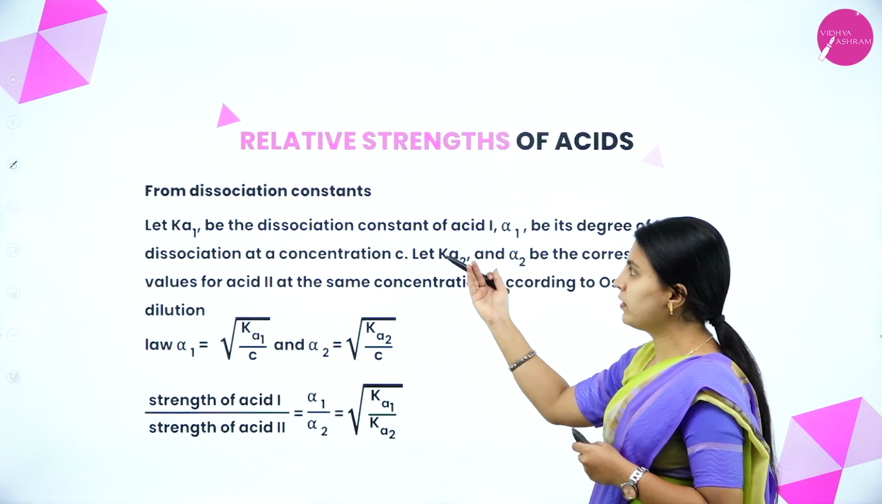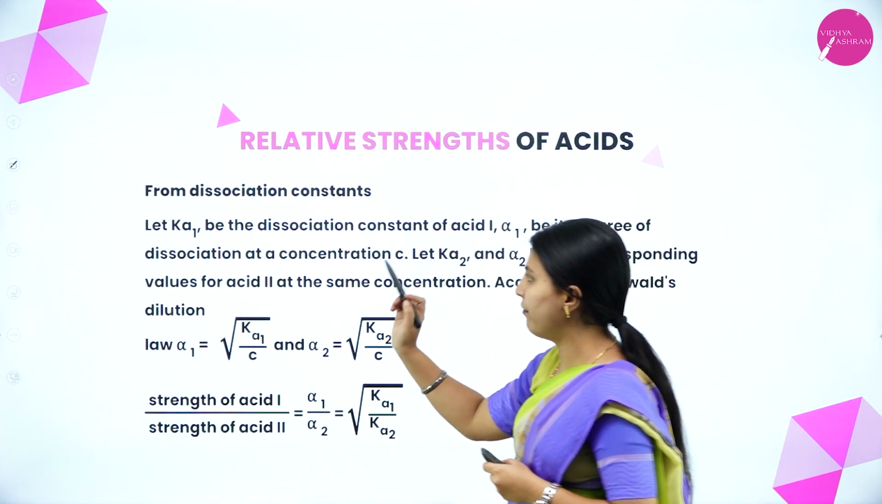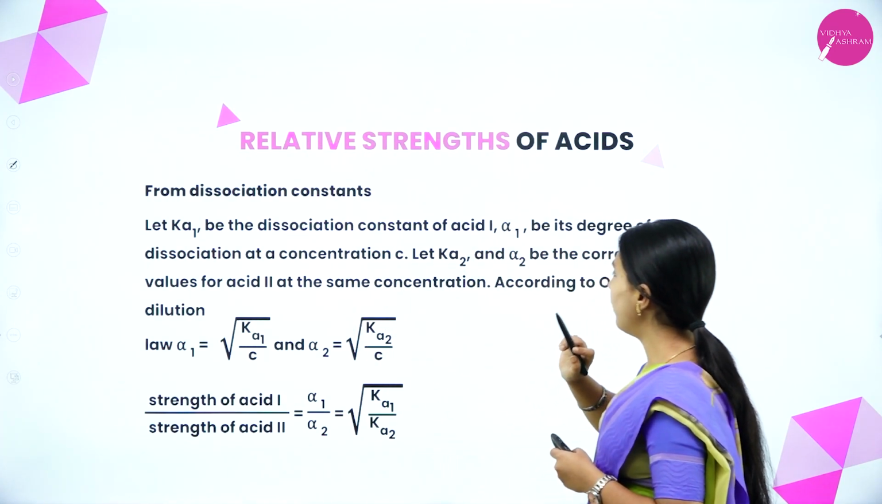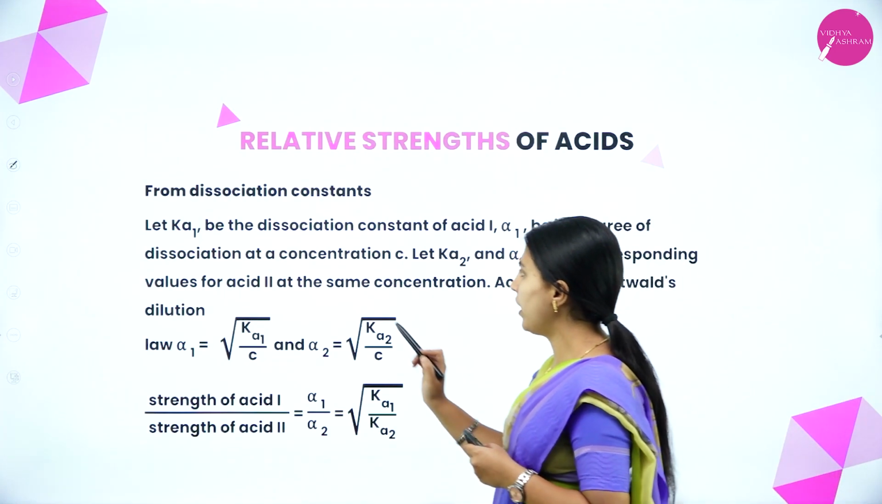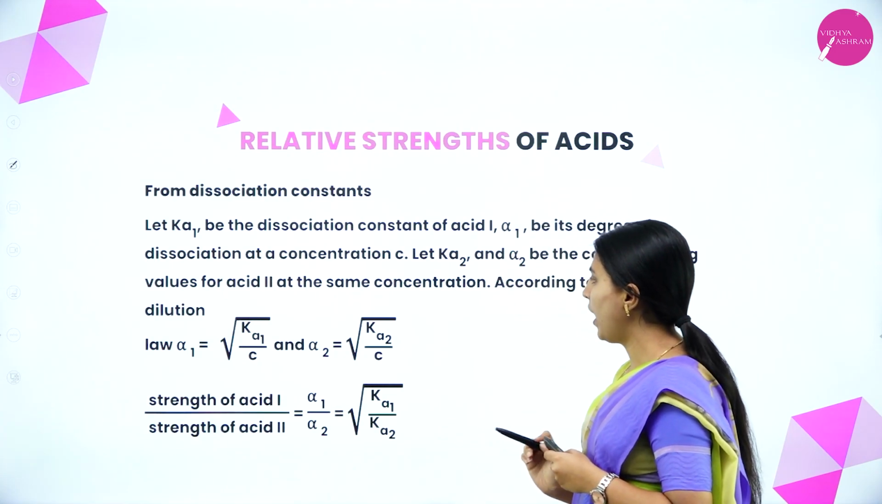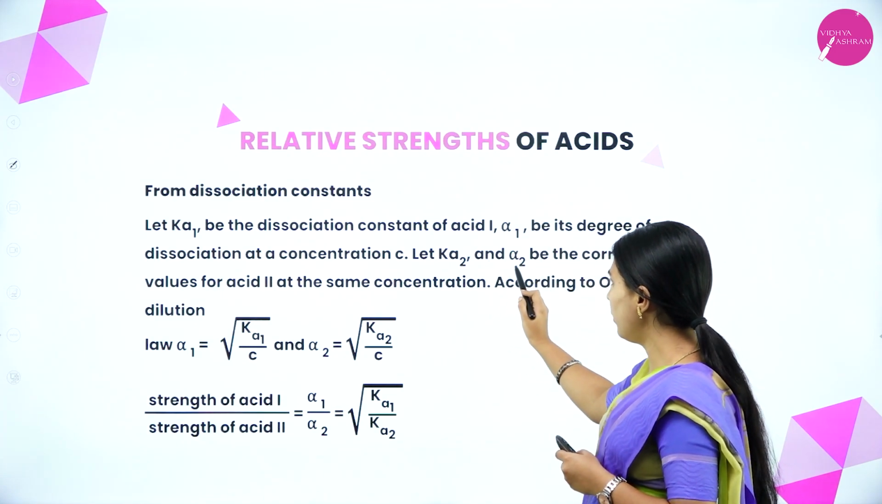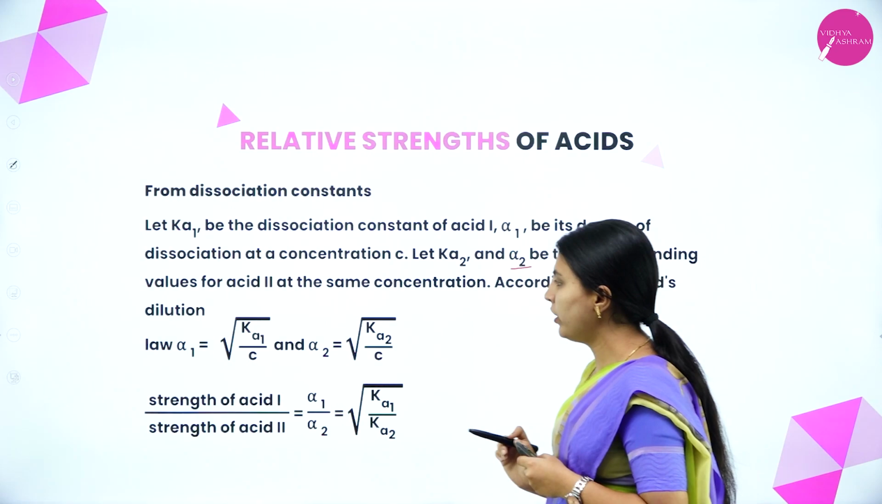How? From the dissociation constant, let Ka1 be the constant of acid 1 and alpha 1 be the degree of dissociation at a concentration C, and another one Ka2 and alpha 2. What have they done?